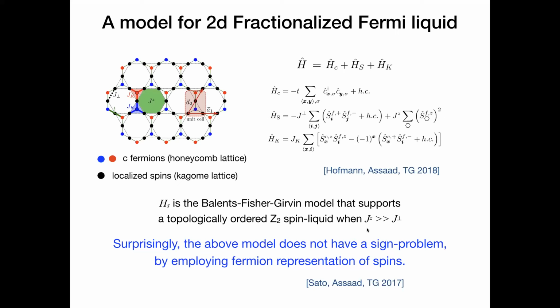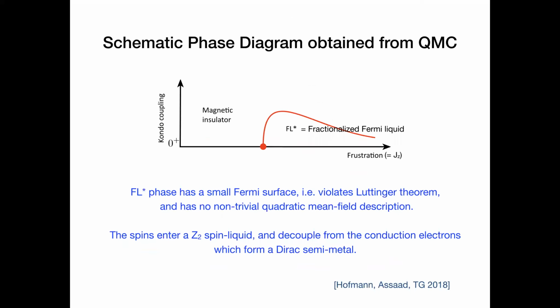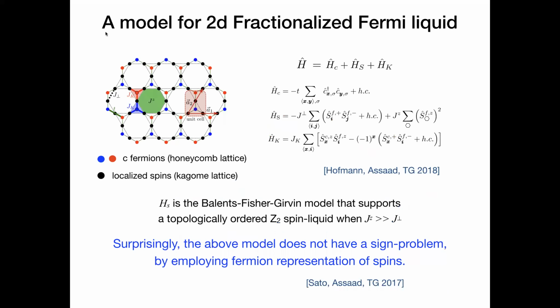Again, if you don't get into details, just from a broad point of view, it's coupling a topological spin liquid to conduction electrons, and this is what the phase diagram looks like. So there is a regime in which this spin liquid exists, coexisting with these conduction electrons, which form a semi-metal, because conduction electrons live on a honeycomb lattice. These red dots and blue dots are the A and B sublattices of the honeycomb, and the localized moments live on a Kagome lattice.